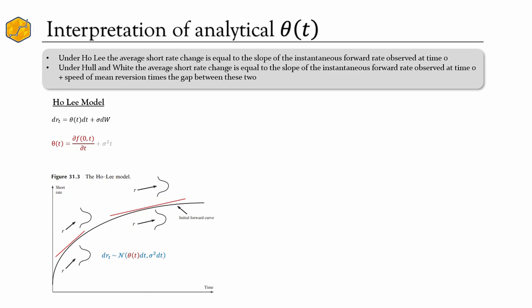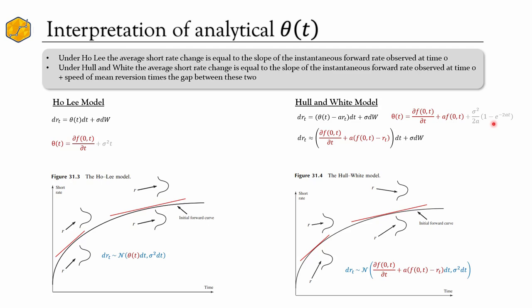If we go to the Hull-White model, again, we'll ignore this last term, then the average value of dr is given by the slope of the instantaneous forward curve plus an added component. And that add-on is the speed of mean reversion a times the gap between the instantaneous forward curve and the short rate. So here, the average value of dr will depend on where the short rate is relative to the forward curve.